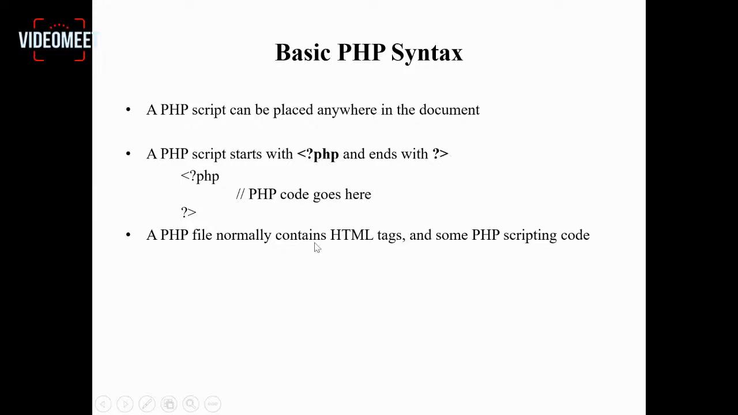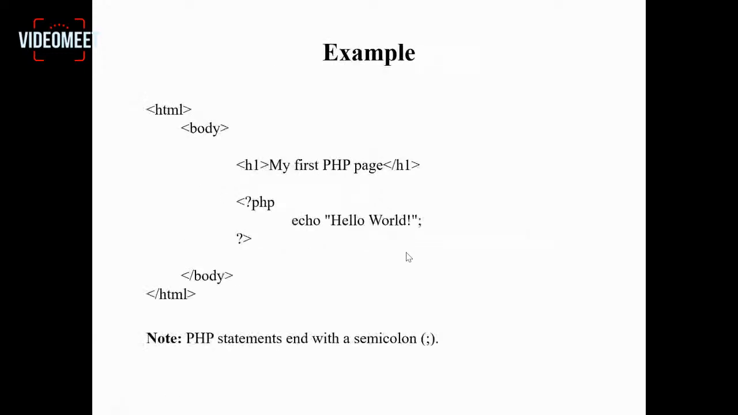And a PHP file normally contains HTML tags and some PHP scripting code, as we also discussed earlier. This is an example. You can use this HTML body tag and display a heading and then write PHP code like this. And remember, every PHP statement will end with a semicolon, just like it happens in JavaScript, C, and Java.